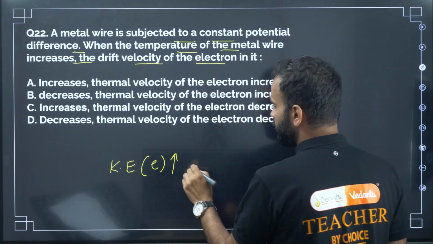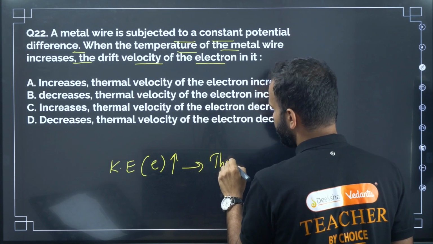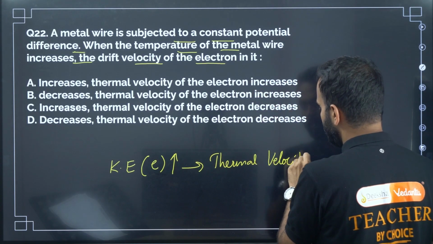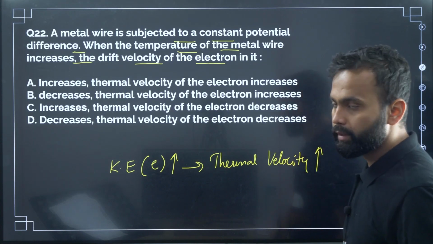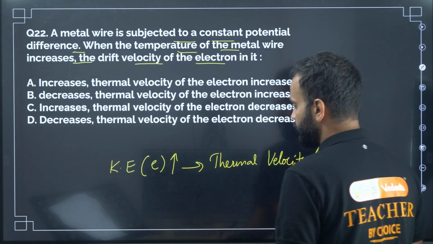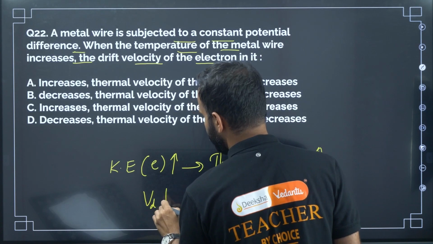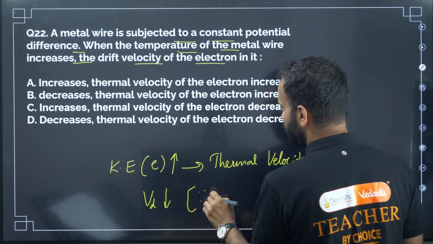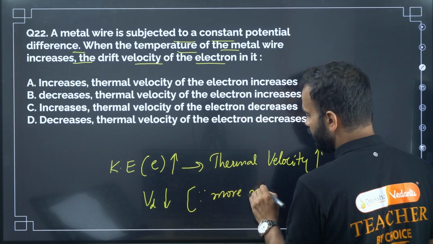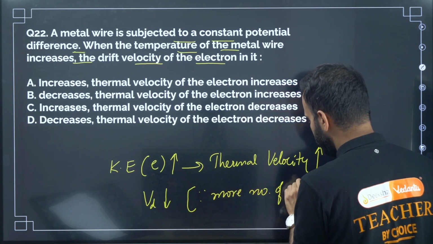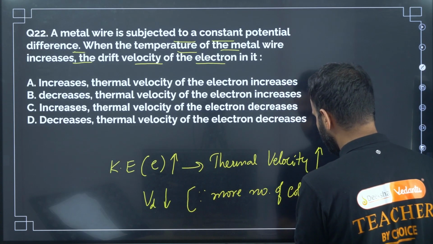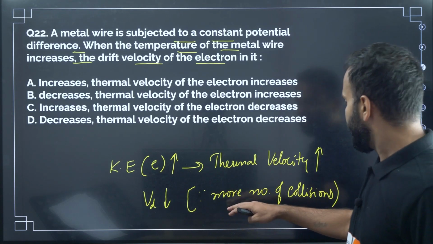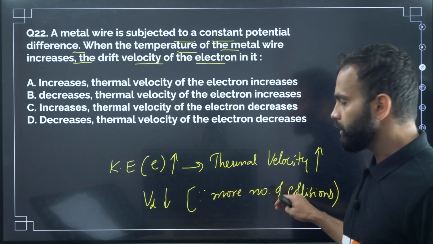So that is the thermal velocity. Thermal velocity will also increase. But the drift velocity will decrease. Okay, Vd will decrease. Why does it decrease? Because of the more number of collisions. Because of more collisions, drift velocity will decrease.